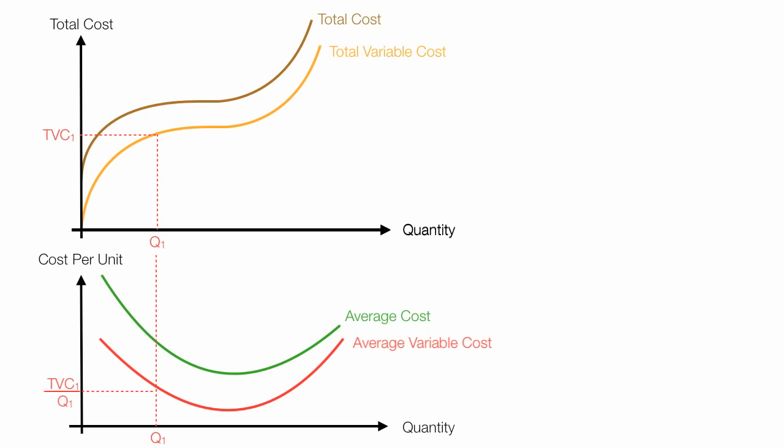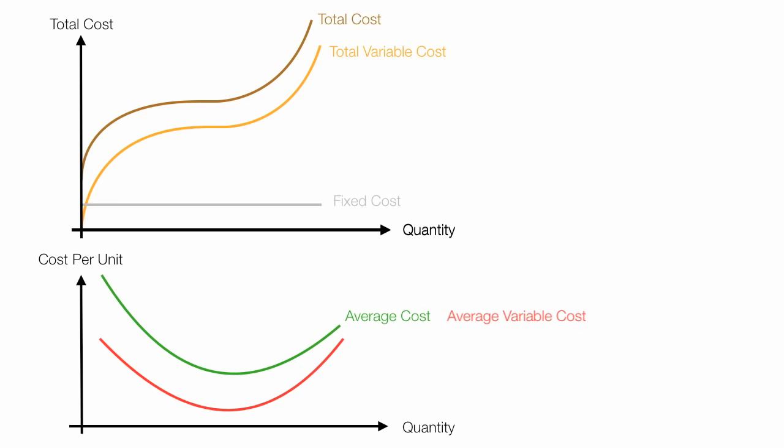And it turns out that if I draw in the average fixed cost curve, I get average cost is equal to average variable cost plus average fixed cost. So the distance between these two curves is just average fixed cost. And you see the point there.